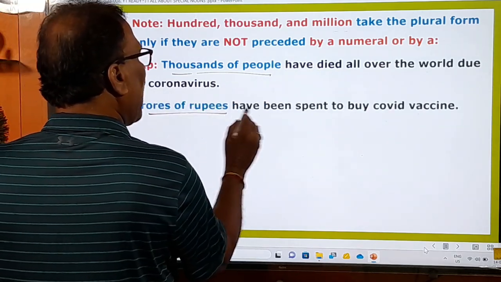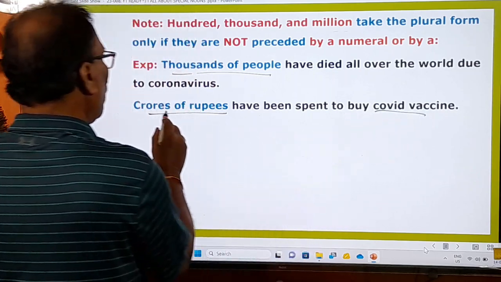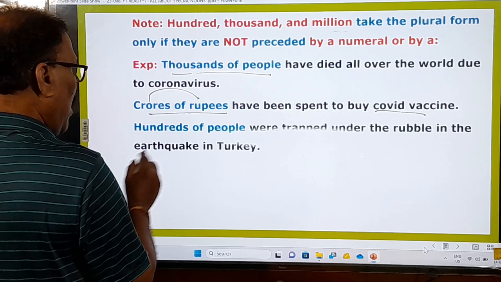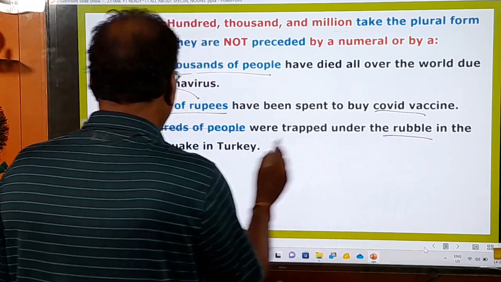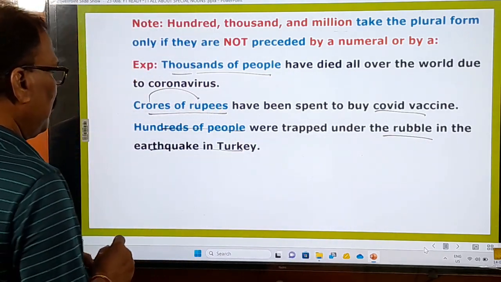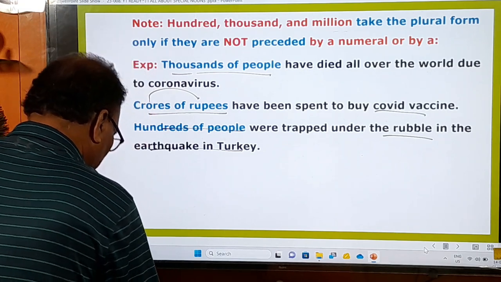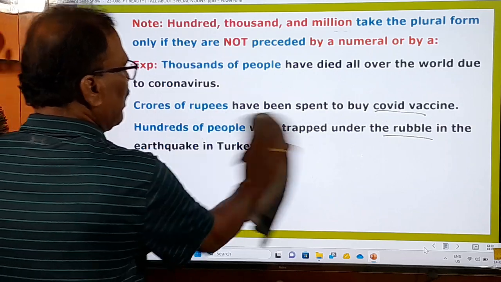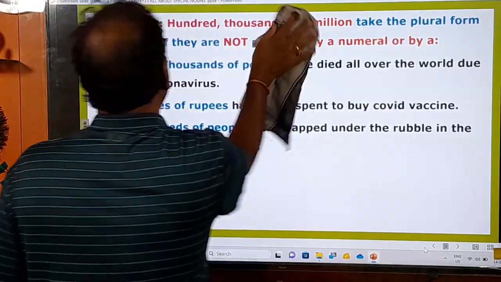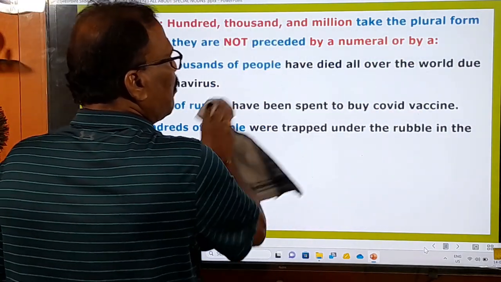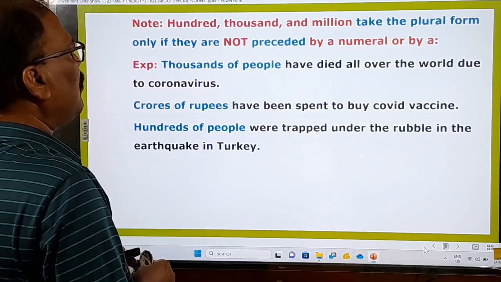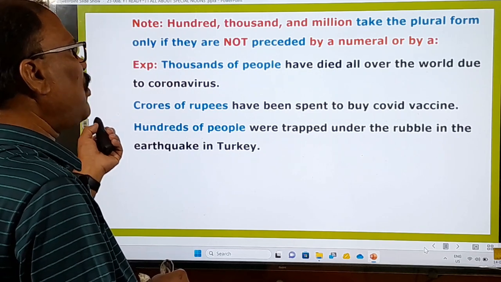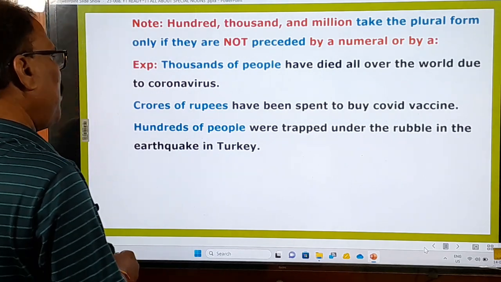Crores of rupees have been spent to buy COVID vaccine. Crores of rupees, no number before that. Hundreds of people were trapped under the rubble in the earthquake in Turkey. So in this way, when they are preceded by a numeral, you should not use any plural form for these numbers. But when there is no numeral before them, you can use the plural form.